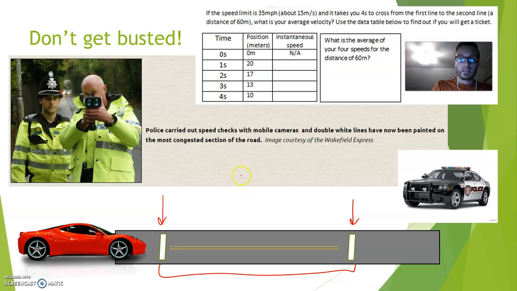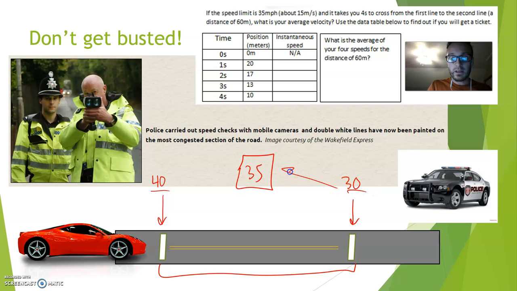So let's say the speed limit is 35, and you just happen to have a little bit of a heavy foot today. Well, if you are going 40 miles an hour when you cross the first white line, you could hit the brakes and slow down. And if your final speed was 30 by the time you reach the second white line, then your average speed, the average of 40 and 30, is 35. So even though technically you were going faster than the speed limit at the first white line, the police officer has no way of knowing that because they're calculating your average speed.